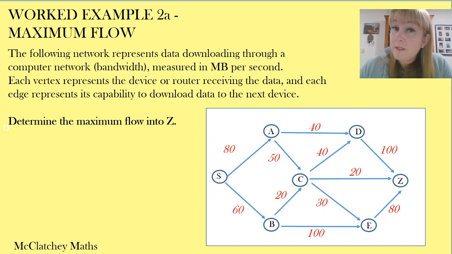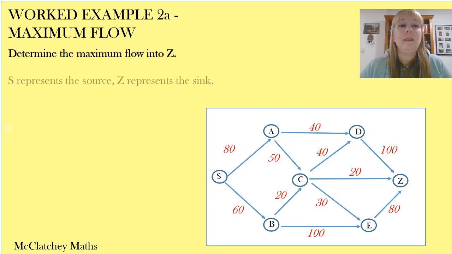You may want to pause this one once again just to get your head around the diagram, because there's arrows going everywhere here, vertices, numbers all over the place. You've got to work out how much of that data is actually getting downloaded to our sink at Z. As we previously talked about, S represents our source, Z represents the sink.